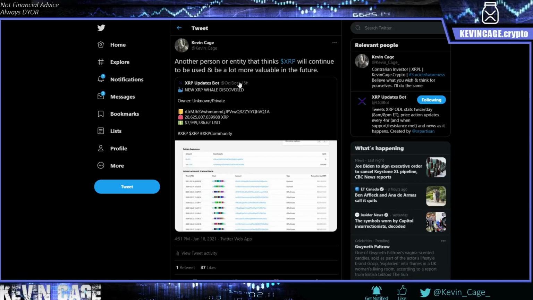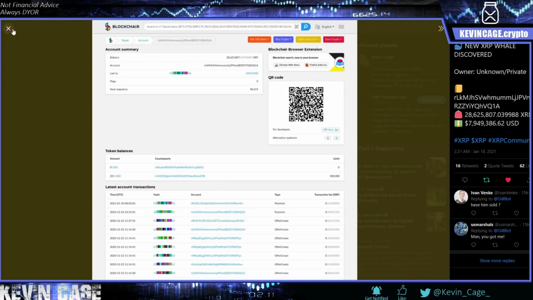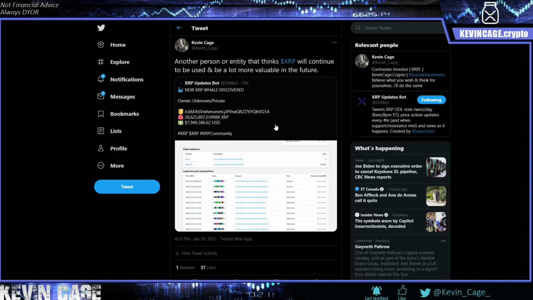All right, so right here, guys, another XRP whale has been discovered. The owner is unknown and anonymous. You can see the wallet address. The amount of XRP is 28.6 million. Overall, at current value, just under 8 million US dollars. So you guys can check this out. Very, very cool. All in all, this is another person or financial institution, exchange, or entity that thinks XRP will continue to be used and be a lot more valuable in the future than what it is now. All right, so just sharing that.